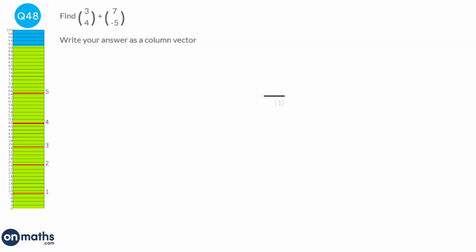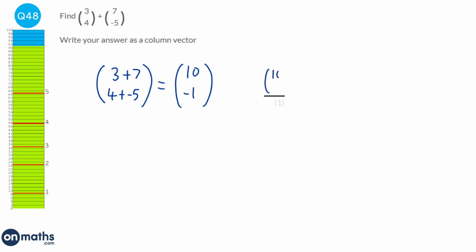To add column vectors, all we need to do is add the tops and add the bottoms. So 3 plus 7 is 10, and 4 plus minus 5, or just 4 minus 5, is minus 1. So our answer is (10, -1).